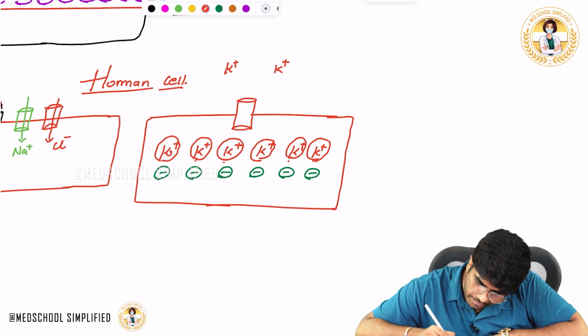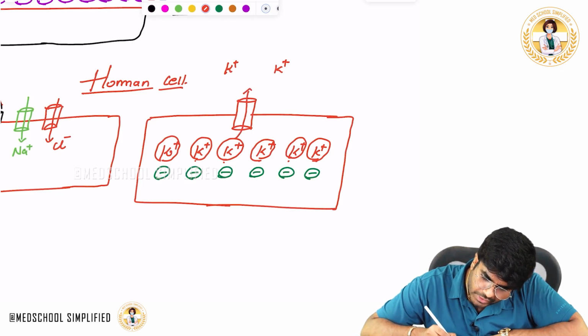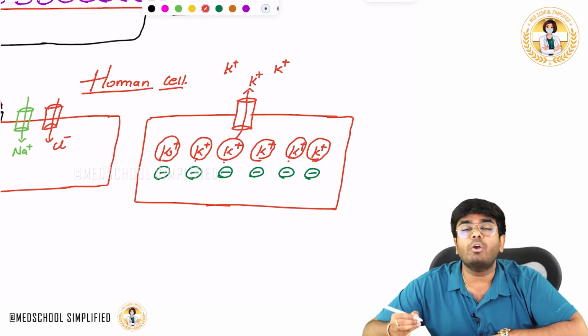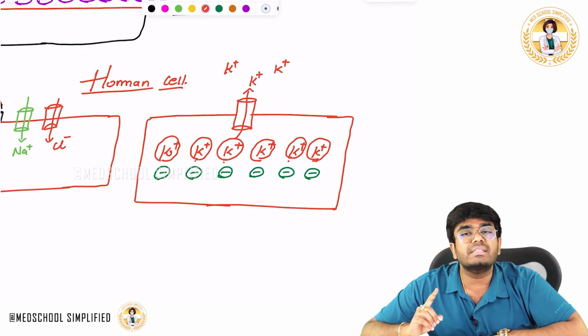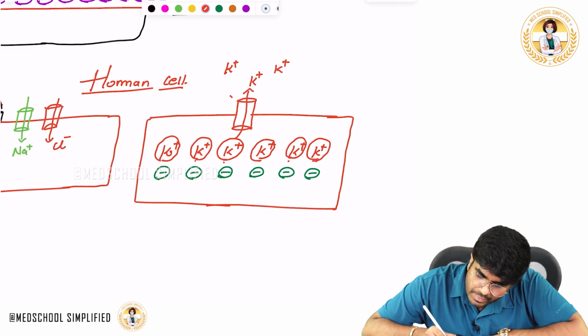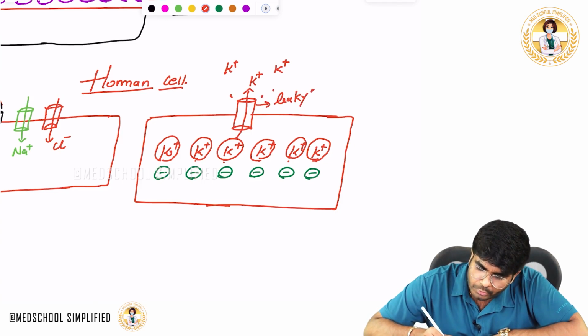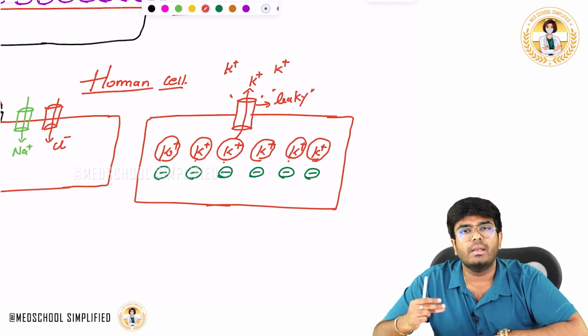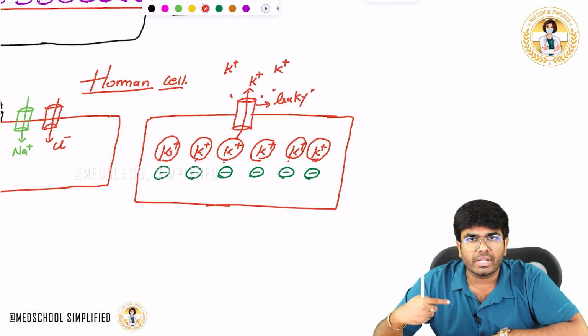So what is this potassium doing? It is going out of the cell. Why is it going out? Because your cell membrane is selectively permeable. Your cell membrane has this leaky potassium channel. Due to the presence of this leaky potassium channel, potassium is going out.